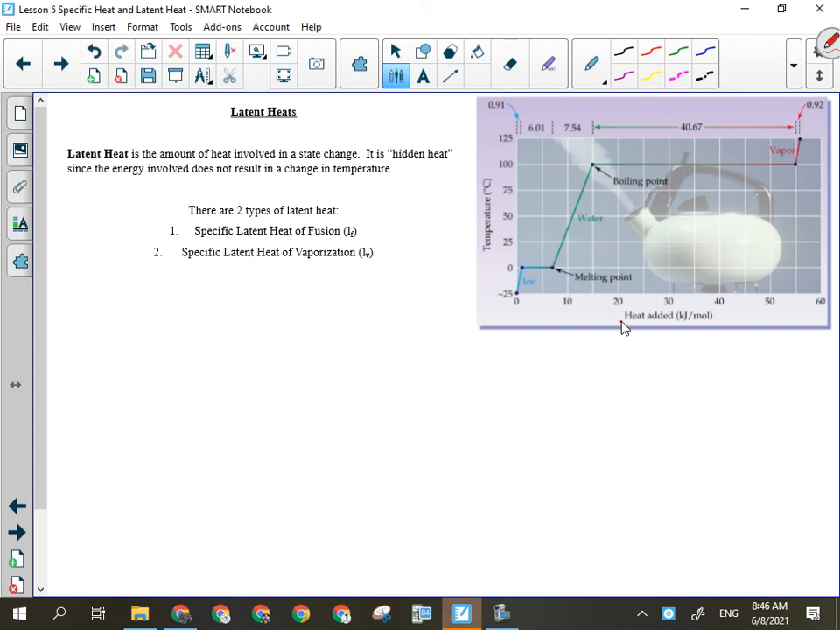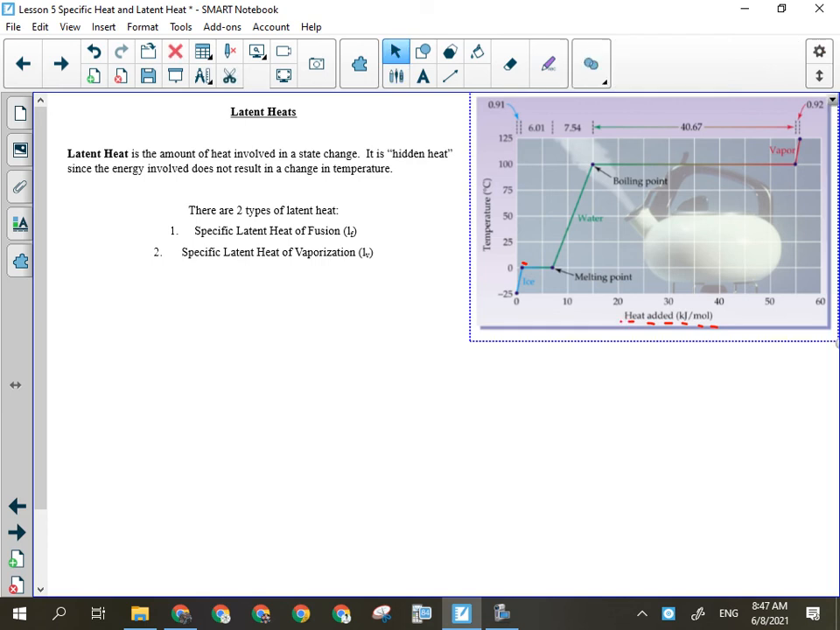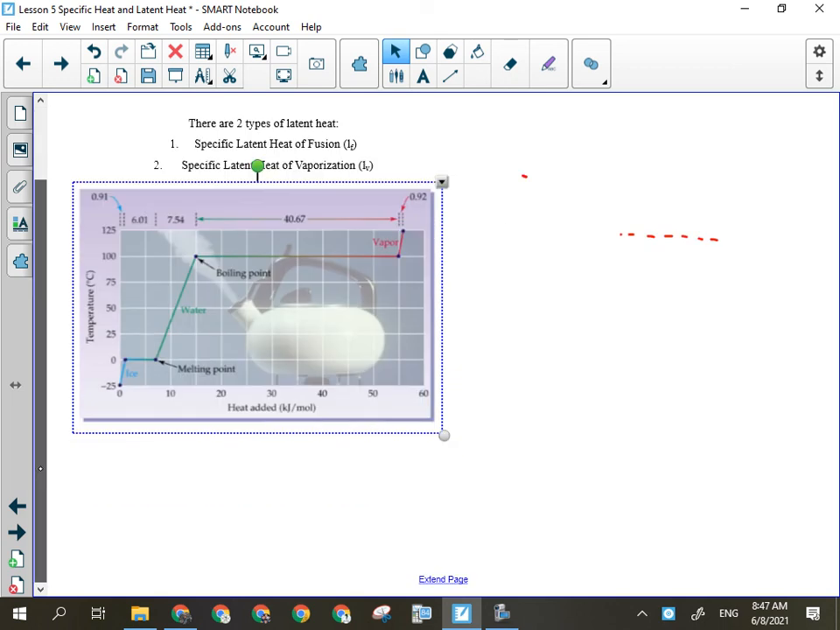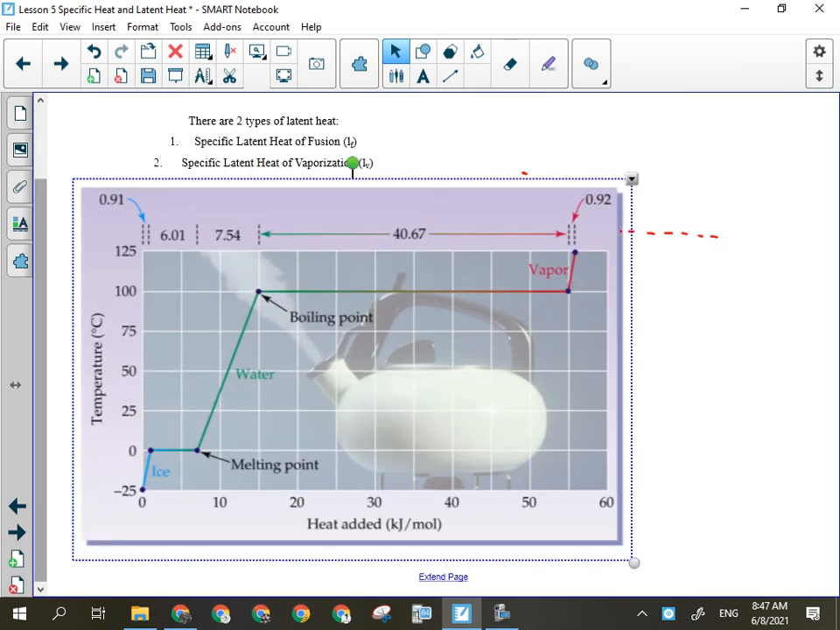As I add energy, that's the x-axis, I'm going to see an increase in temperature, right? So we start at minus 25, I add energy, and very quickly the temperature increases to 0. All right, once I get to 0, I continue to add energy. What happens to the temperature? Stays the same. So I'm adding heat, but the temperature isn't changing.